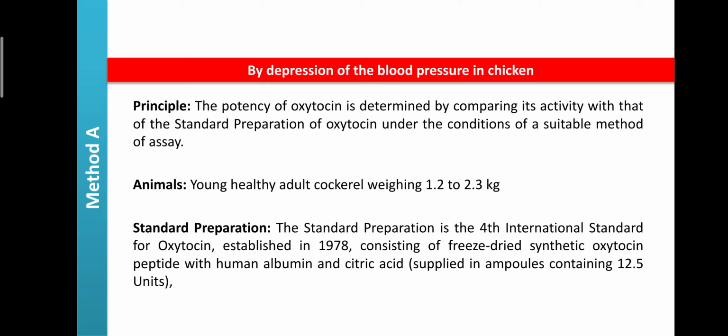And regarding the standard preparation, the fourth International Committee was established in the year 1978. It gives the hint regarding the standard preparation. It is freeze-dried synthetic oxytocin peptide with human albumin and citric acid, supplied in ampoules containing 12.5 units per ampoule. It is available in the market to induce labor, so you can consider that as the standard preparation.